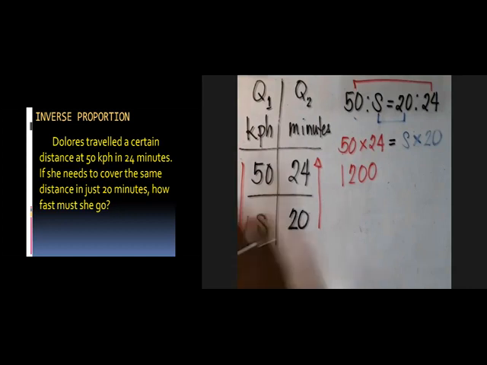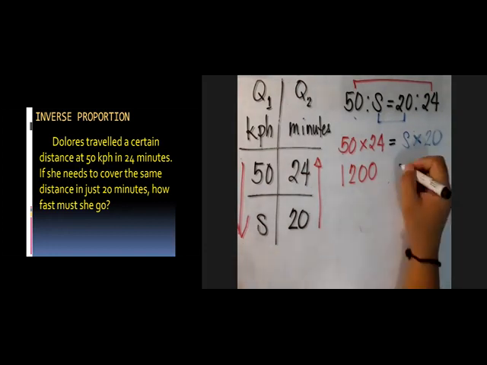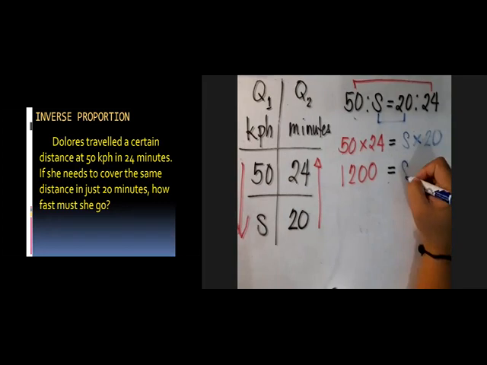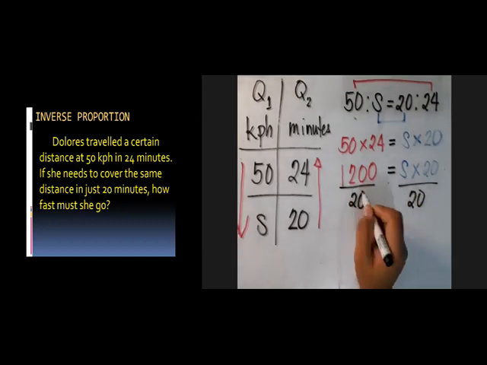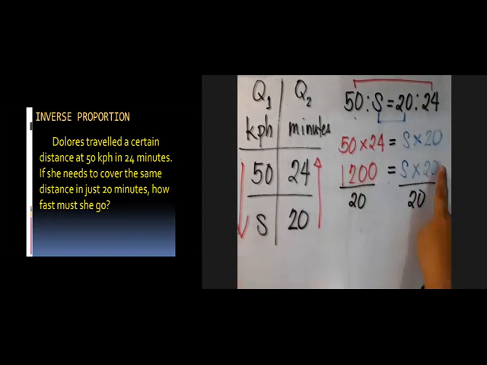So, anong mangyayari nun? S times 20 is also 1,200. We'll just copy this, S times 20. Now, this time, we'll solve for the variable S. Kasama niya, nakamultiply sa kanya si 20. So, yun ang ating divisor, 20, on both sides. And then we'll cancel out 20 here. 20 divided by 20 is equal to 1, and 1 times S is S.